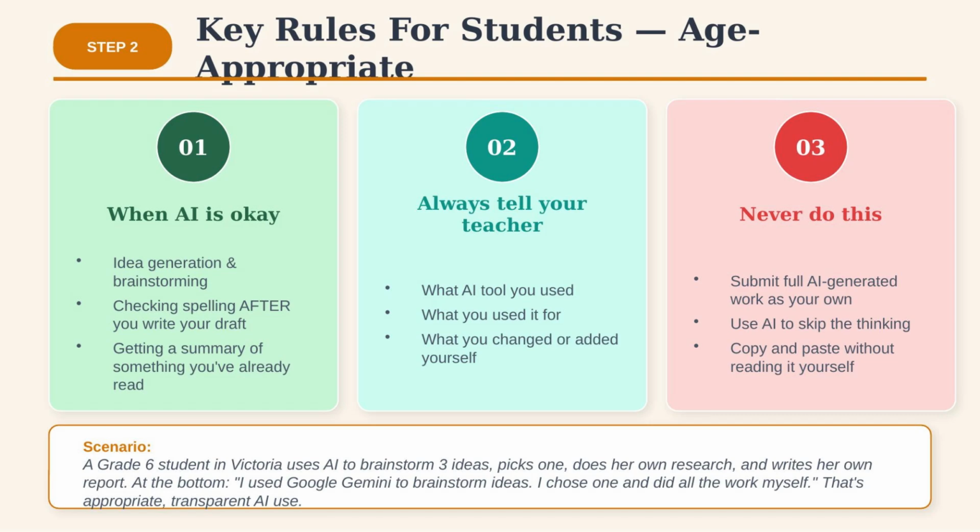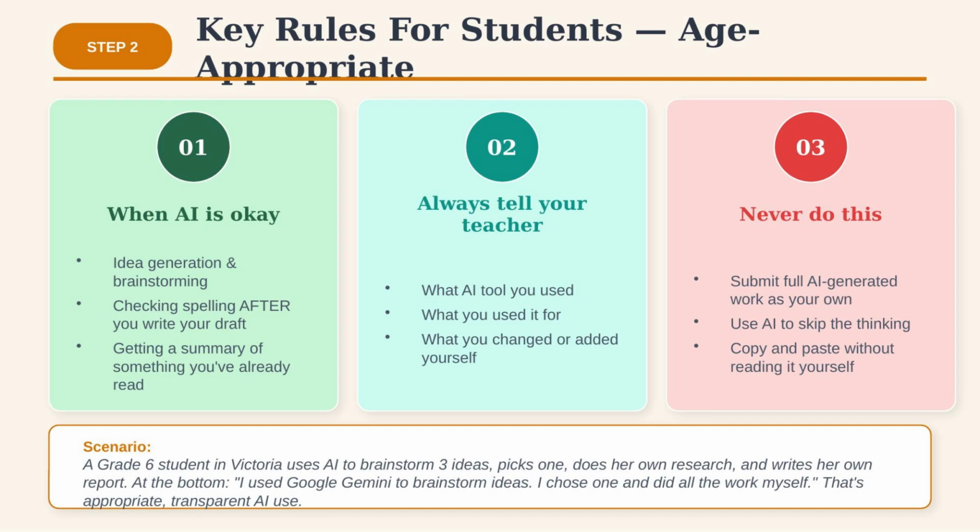Step 2. Key rules for students, age appropriate. There are 3 rules that belong in every K12 AI policy, no matter the grade level. First, when AI is okay: idea generation and brainstorming, checking spelling or grammar after you've written your own draft, getting a summary of something you've already read. These are uses where AI is genuinely helpful without replacing the learning.